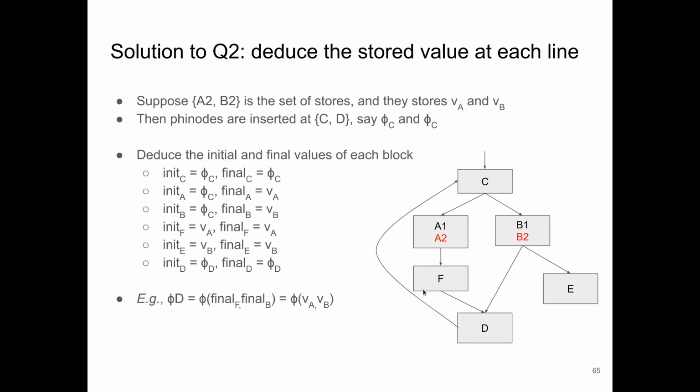And as a result, when we insert a phi node, phi D here, then it should be the phi of VA and VB, depending on the control flows. So you can calculate this expression directly from the initial and final values for each block for the location here. So basically, this is an example of the algorithm working on the example.